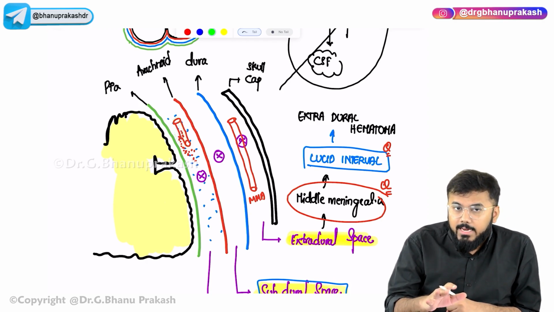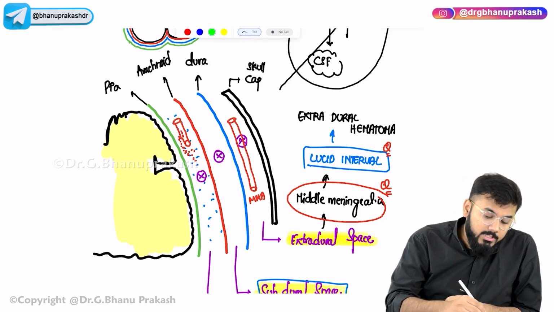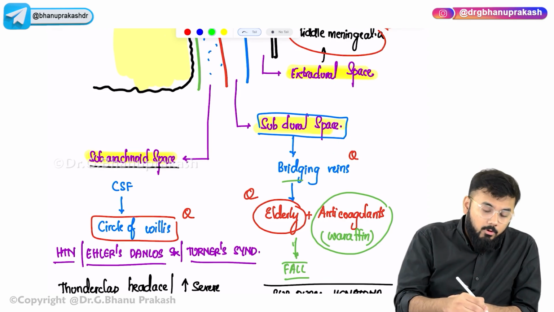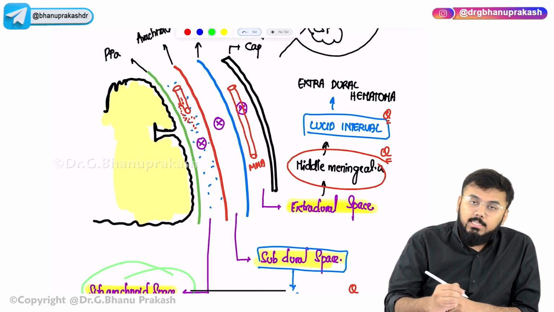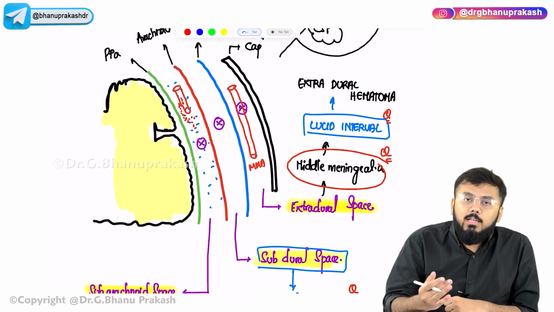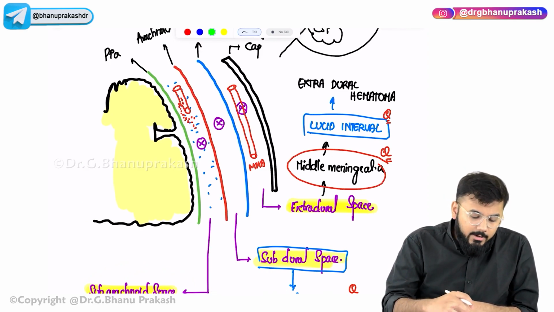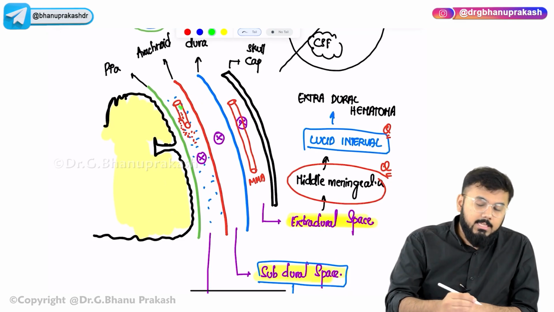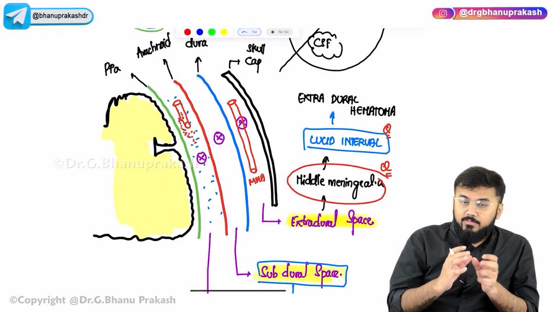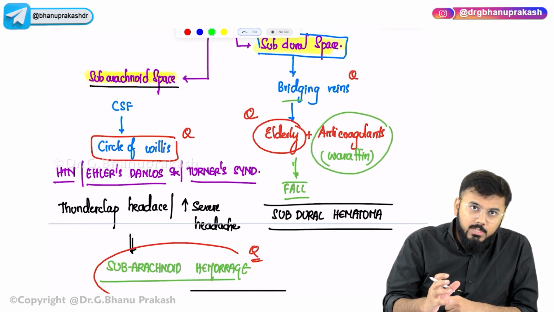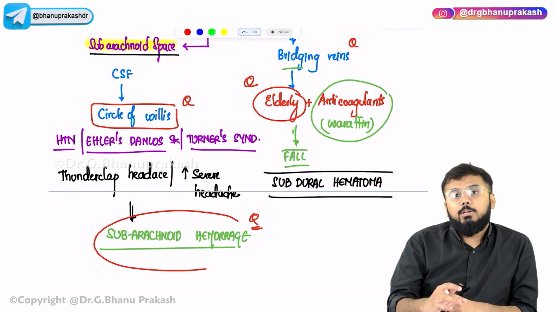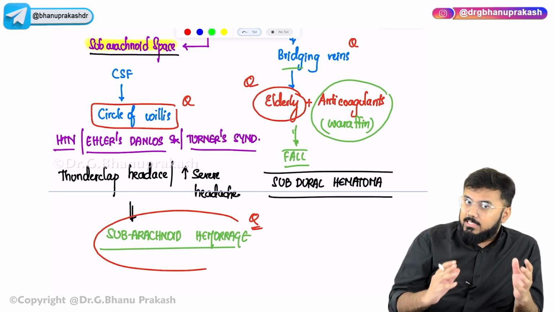You remember the entire circle of Willis which we discussed? So, this entire circle of Willis is here. Now, within this subarachnoid space, you have CSF. Within the CSF, you have the circle of Willis, right? Now, what can happen is that this circle of Willis can rupture. If there is rupture of the circle of Willis, what will happen? That would lead to the leakage of blood within the CSF.